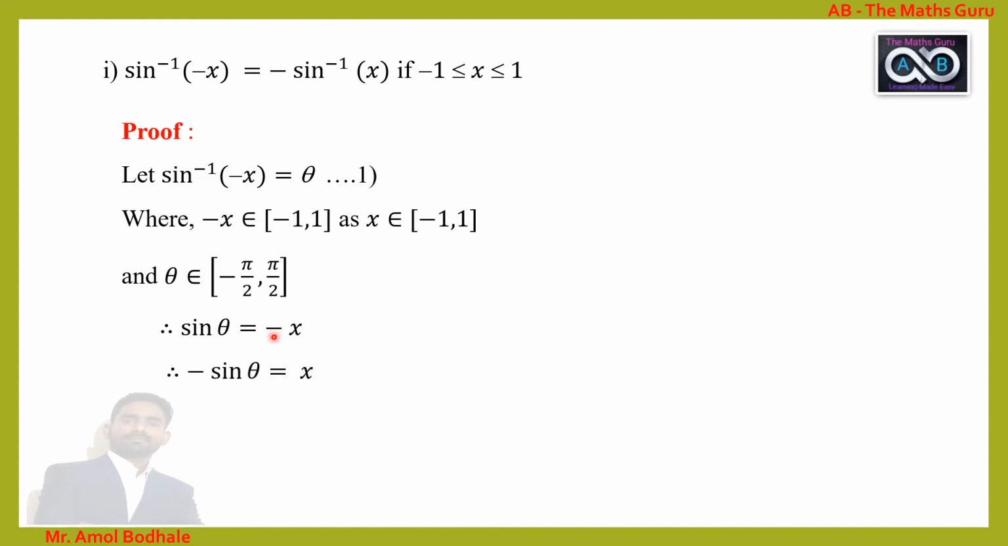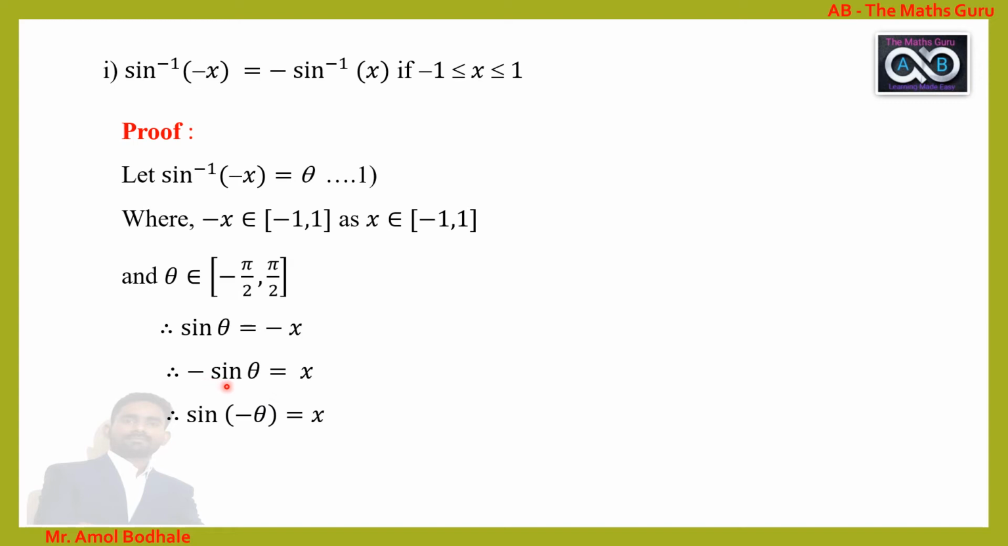So if we take the negative symbol on this side, we can write minus sine theta is equal to x. As required, the RHS contains positive x, so we write minus sine theta equal to x. Now this negative sine theta we have to convert into a positive sine trigonometric function. In which quadrant is sine theta negative?